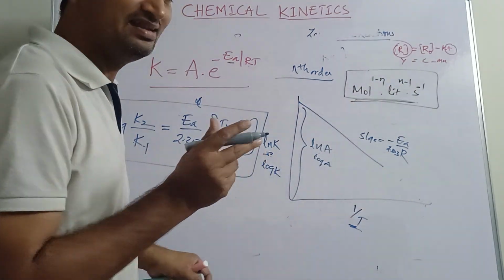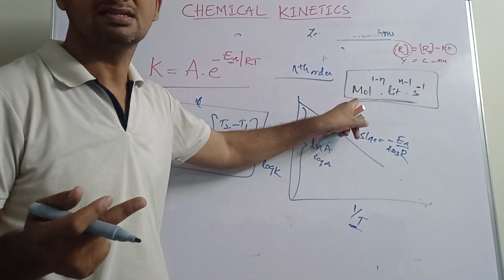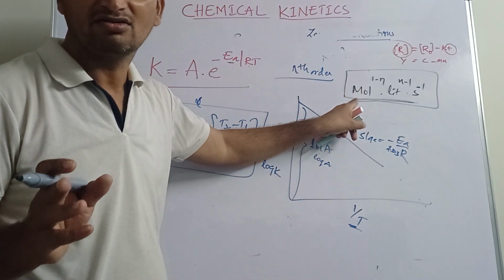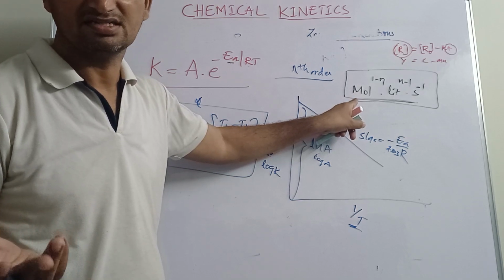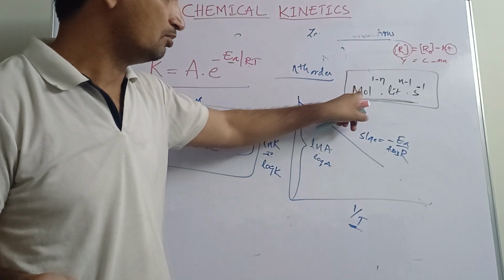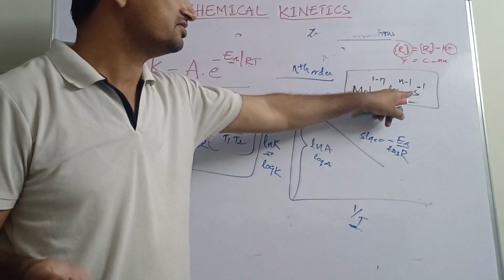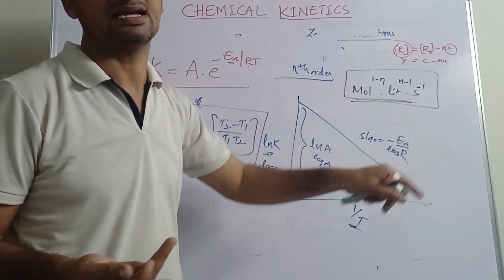So for any nth order reaction, if you remember this, you will be able to answer the units of a rate constant for any given order reaction, whether it is zero order, first order, second order or third order. For any given nth order: mole 1 minus n, liter n minus 1, time inverse. It can be not only second, it can be time inverse, second inverse.